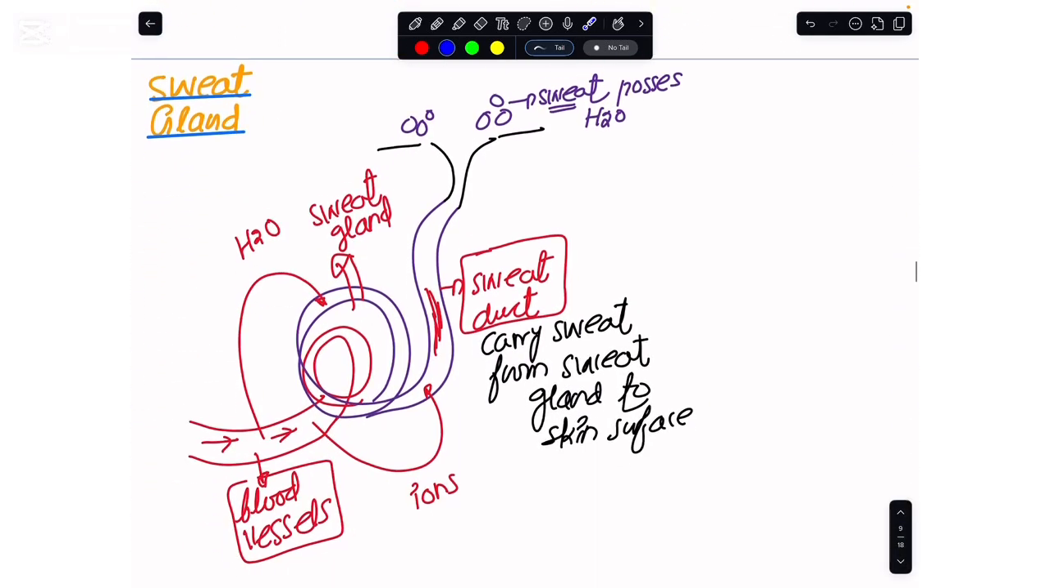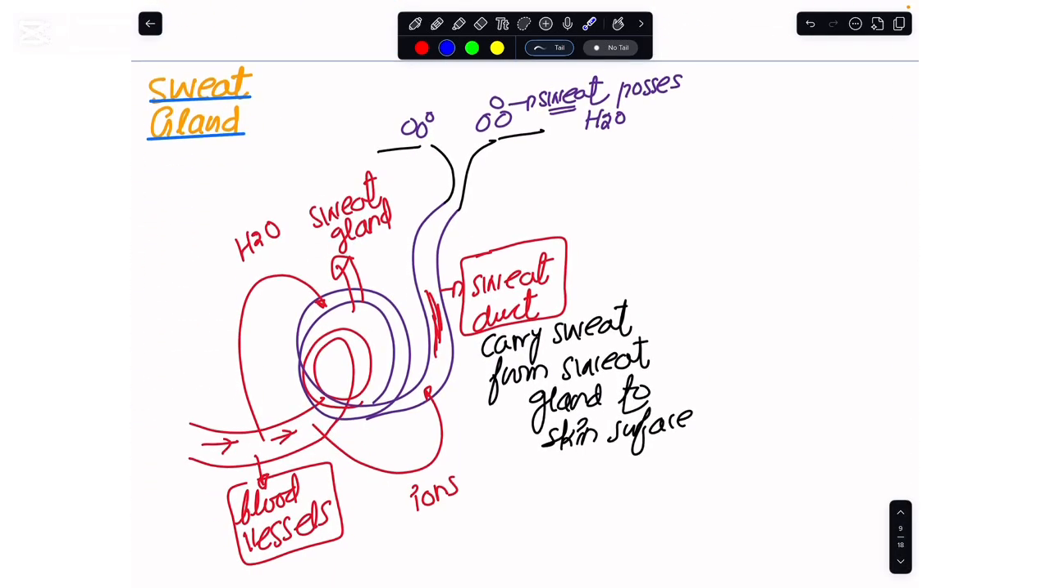Now, moving onward, we have this sweat gland with us. And here you see that this sweat gland makes a kind of cluster with the blood vessels, because out of the blood vessels, the water and the ions and the urea and the uric acid come into the sweat gland, and here we make the sweat. So out of the sweat gland, the sweat duct takes the sweat to the top of the skin with the help of this pore here, and this is the sweat pore.